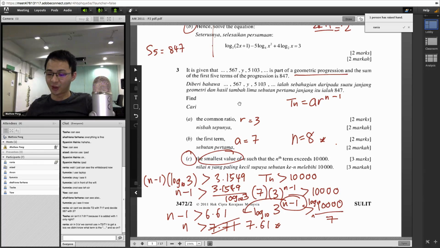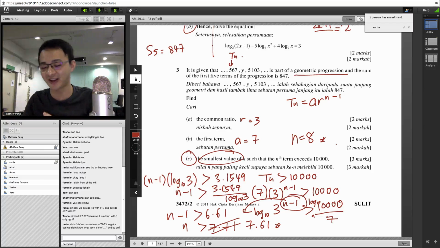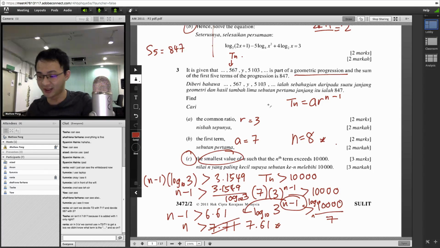Yeah, actually for this one, because the 5, 6, 7 is not the first term. If you want to find the a, you cannot use the second term divided by the first term, because the 5, 6, 7 itself is not the first term, it's some n term. We do not know which term it is. So if 5, 6, 7 is the first term, then you don't need to find a already, because a is 5, 6, 7. But in this case, obviously it is not. I hope I do answer your question, Rania, because I see your raised hand.